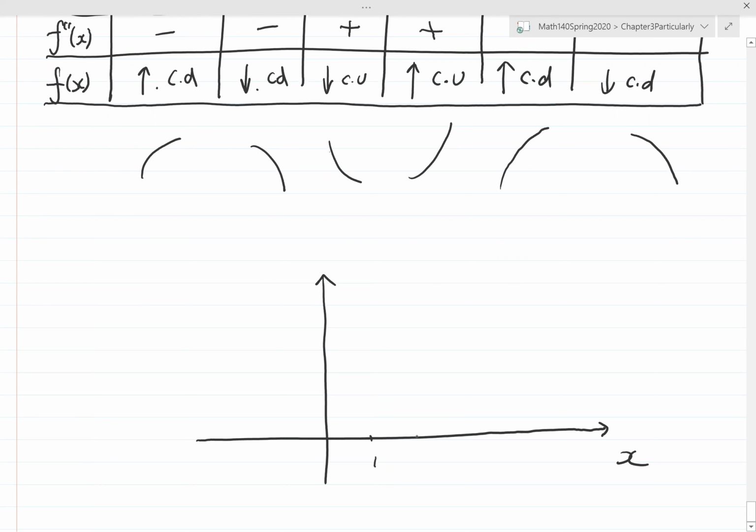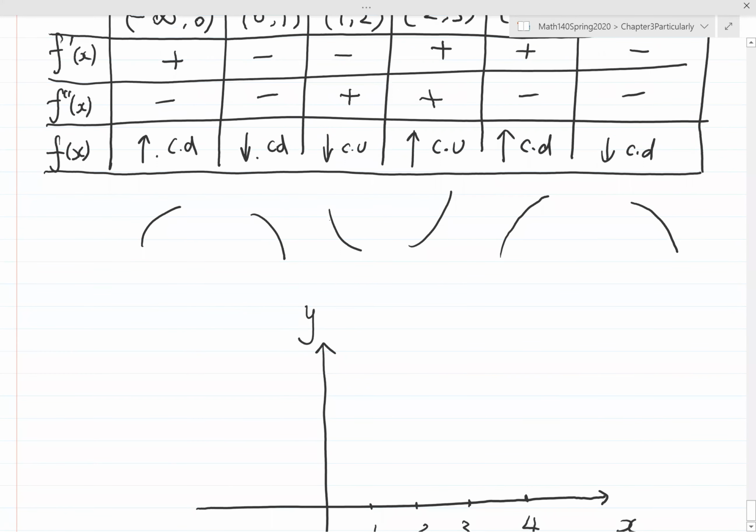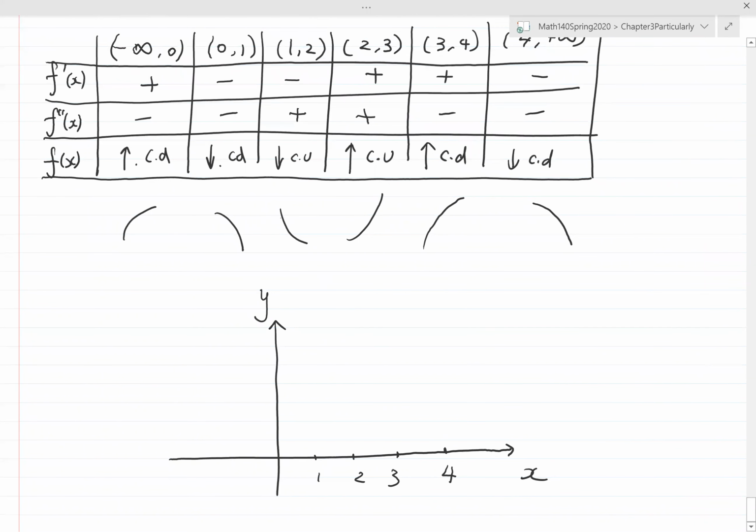So this is 1, 2, 3, 4. Okay, this is y. Then we look at each piece. From negative infinity to 0 is increasing, concave down. So we just plot it: increasing, concave down, and then from 0 to 1, decreasing, concave down.